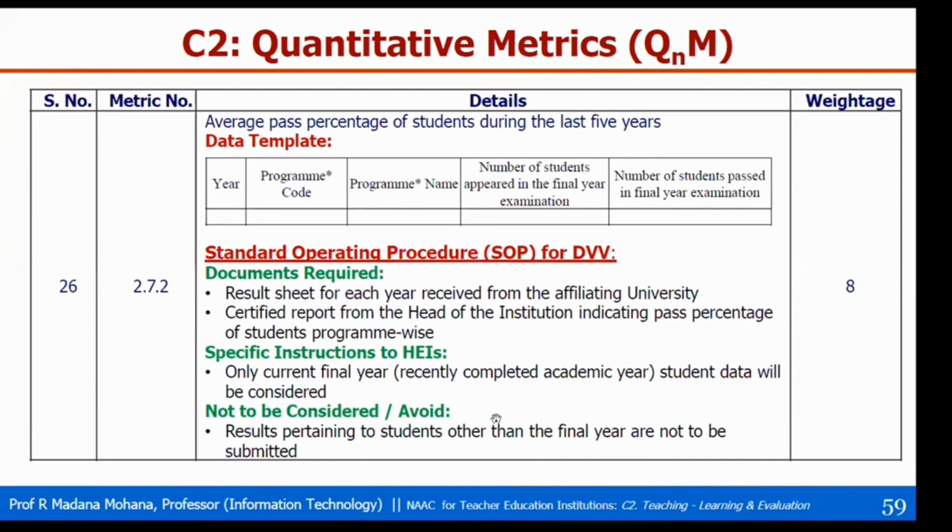Then what is not to be considered, or you have to avoid: results pertaining to students other than the final year are not to be submitted. So if you have provided first year or second year for UG, or for PG only first year, they won't consider it. Only the final year, the final semester.